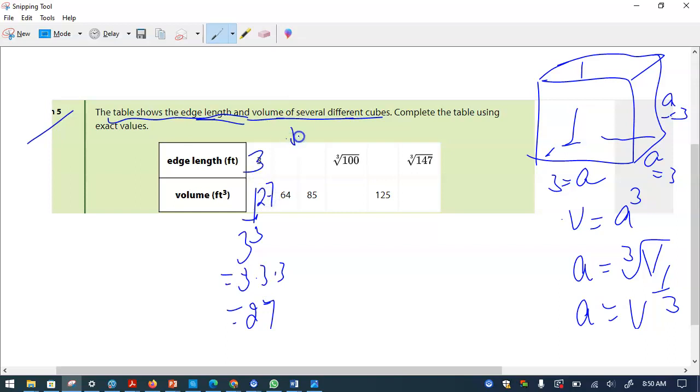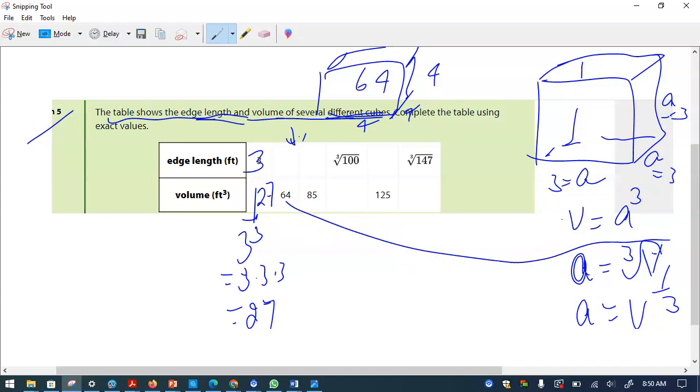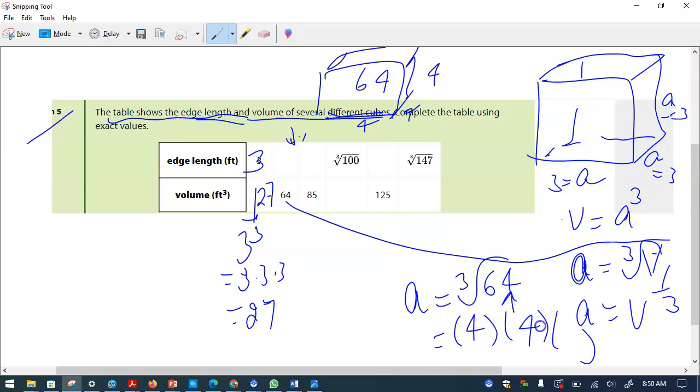Now you need to know, if the volume of this box is already 64, what number multiplied by itself three times gives it? It has to be 4, 4, and 4. In other words, you want to know the side length when the volume is given. So the side length is the cube root of 64. What number multiplied by itself 3 times gets 64? It has to be 4, 4, and 4. So this answer becomes 4.